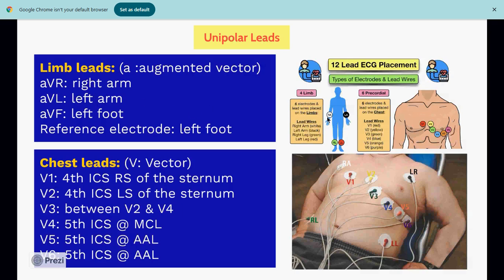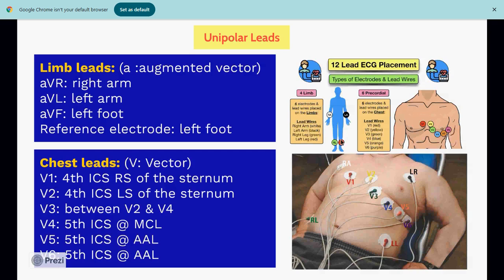The 3 limb leads are in the right arm, left arm, and right leg. The right arm is called AVR, the left arm is called AVL, and the left foot is called AVF. V is for Victor, A is for augmented, so AV is augmented vector, right arm, left arm, foot. This is the old name. The A is redundant, so in the new books you'll find that they have deleted the A and they are just calling the limb leads VR, VL, and VF.